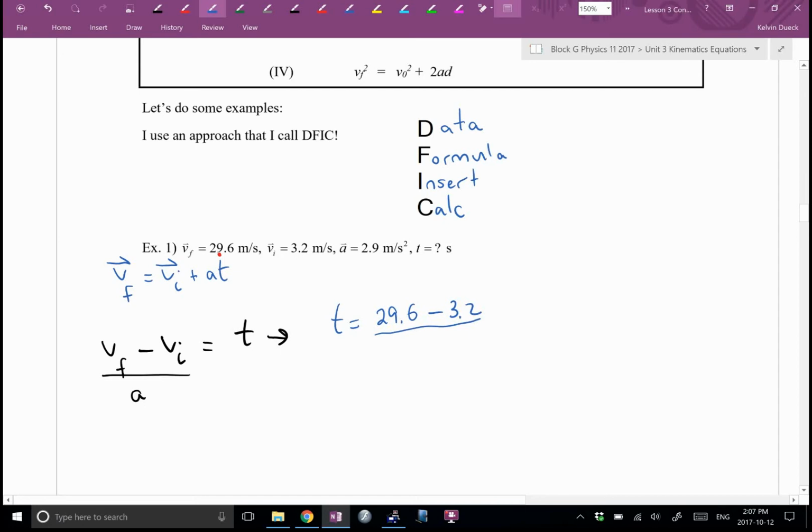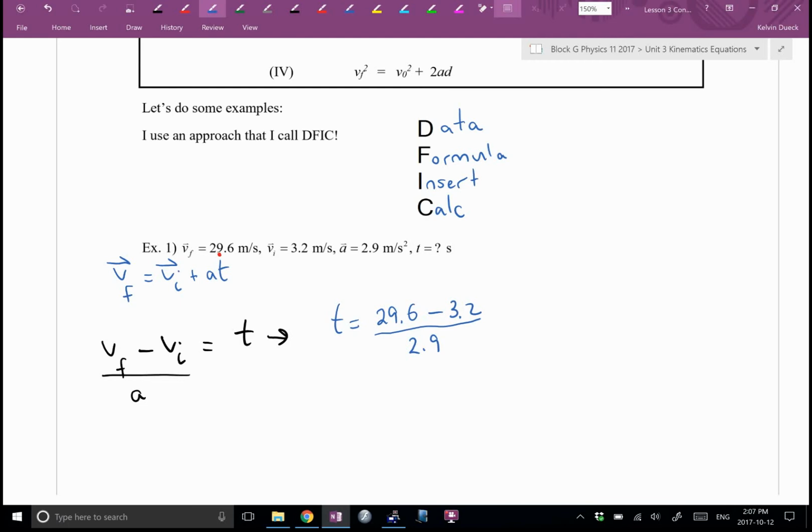Divided by, what's A? 2.9. Now, if this was a word problem, here's what it would have said. Suppose you're traveling at 3.2 meters per second. How long would it take you to reach a final speed of 29.6 meters per second if you were accelerating at 2.9 meters per second squared? That's what the question would say.